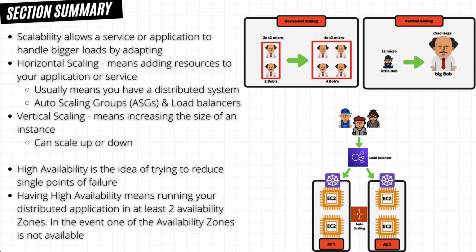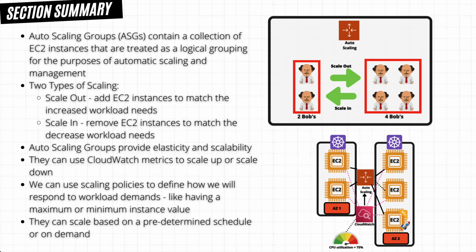We can use things like auto-scaling groups, load balancers, and distributing our workload to more than one availability zone to increase availability. Auto-scaling groups are a collection of EC2 instances that are treated as a group of instances that can scale up or scale down based on demand. When we add EC2 instances to our auto-scaling groups, this is referred to as scaling out, or by removing instances when the workload no longer requires them, otherwise referred to as scaling in.